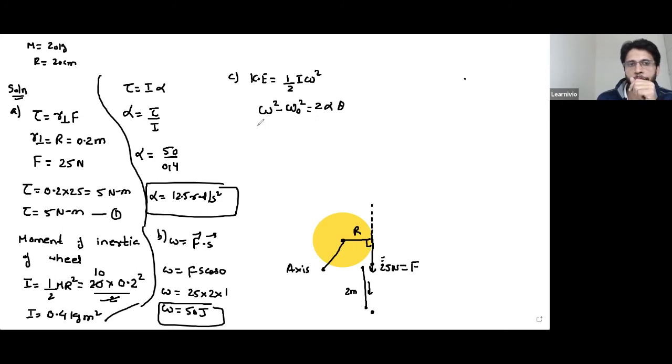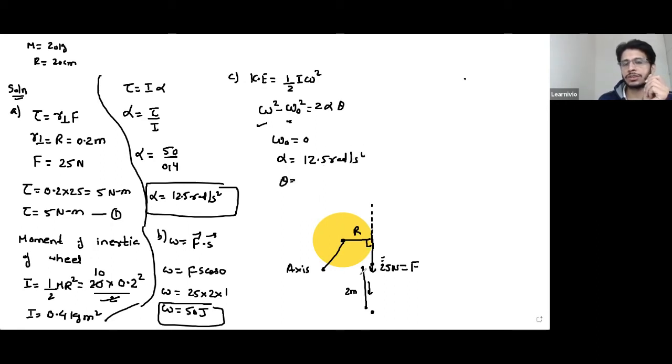See, omega you have to calculate. Omega naught, wheel was initially at rest. This was given in the question. I haven't written the statement. Omega naught is 0. You know alpha, that alpha is 12.5 radian per second square.